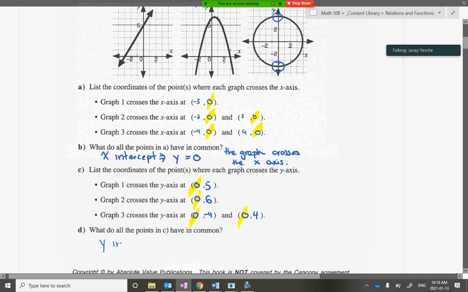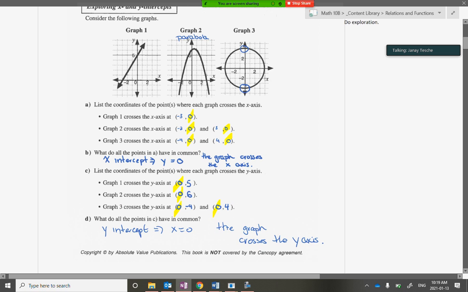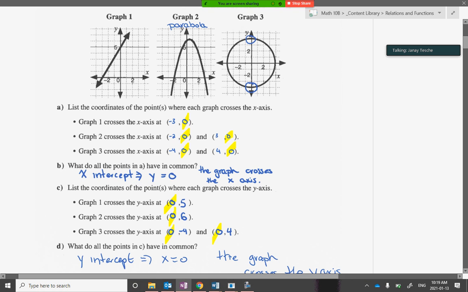So our y-intercept is where x is equal to 0, and that's where the graph crosses the y-axis. Let's just go through and maybe label it a little bit better on the actual graphs. Try and zoom in as much as I can. So this is our x-intercept, y-intercept.